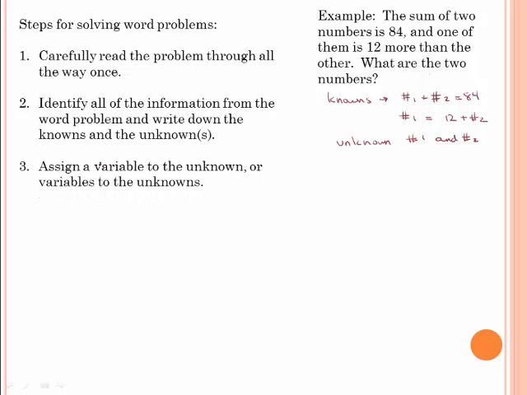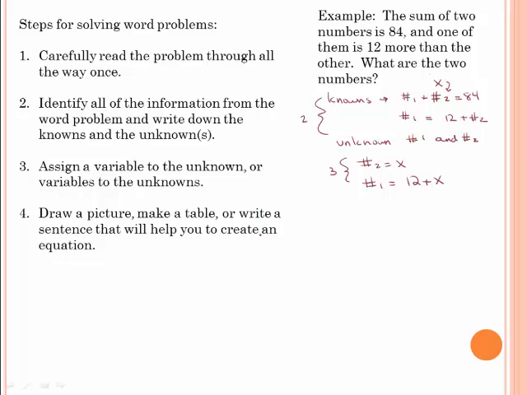Assign a variable to the unknowns. Well, I know that number 1 is 12 plus number 2. So if I let number 2 be x, if number 2 is equal to x, number 1 is equal to 12 plus x. So this was step 2. This is step 3.